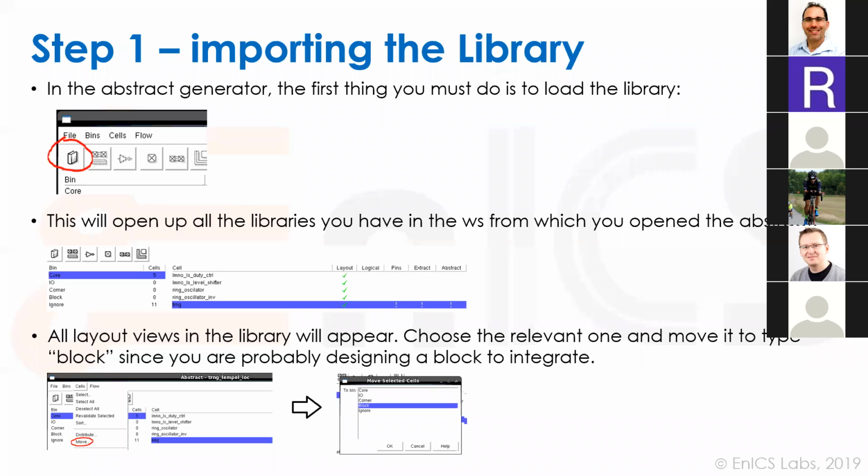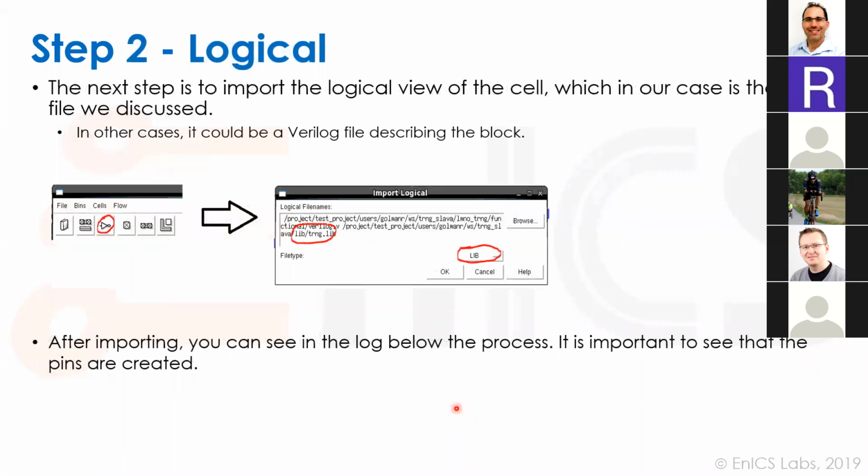Okay, so the second step is just to import the logical. The logical is the lib file. So we just need to import it and choose lib, if it's of course a lib file. And it probably won't work the first time.